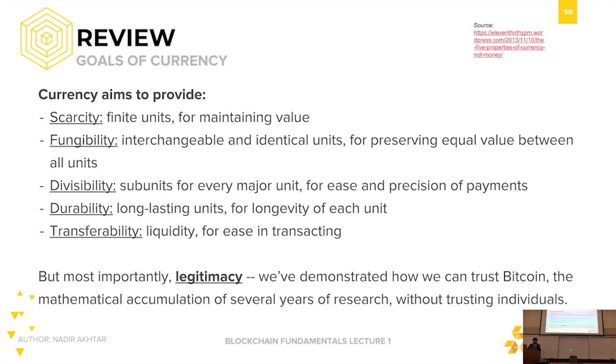But most importantly, legitimacy. Before we trusted the banks, but when the trust started to disappear, we put our trust in math and protocols instead. We trust that Bitcoin, which is the mathematical accumulation of several years of research, is preferable to trusting individuals. Right? And that legitimacy gives Bitcoin its value. We trust that Bitcoin as a technology, as a currency, is valuable enough to where we want to spend thousands, tens of thousands of dollars just to hold a single Bitcoin.